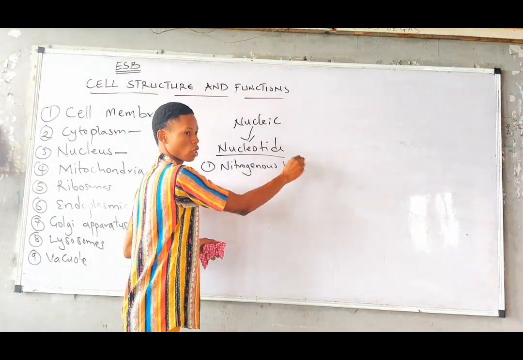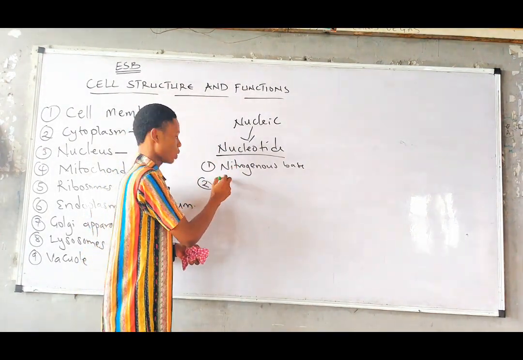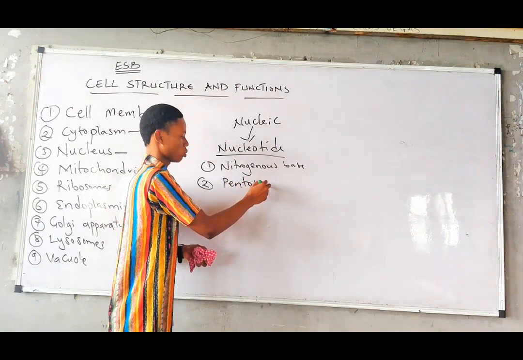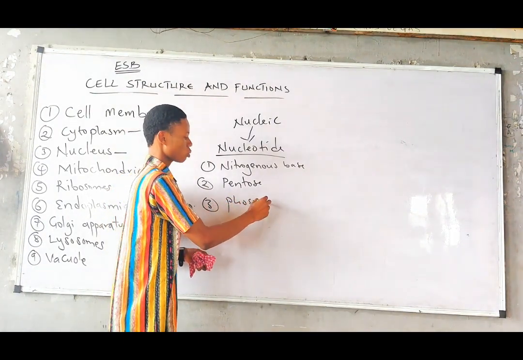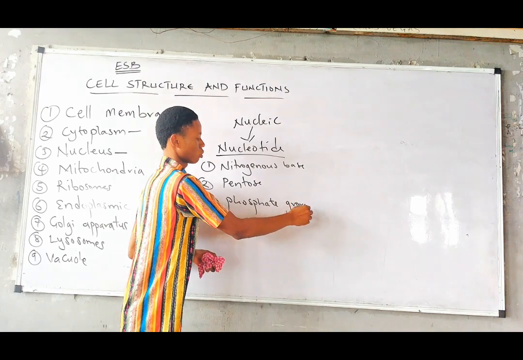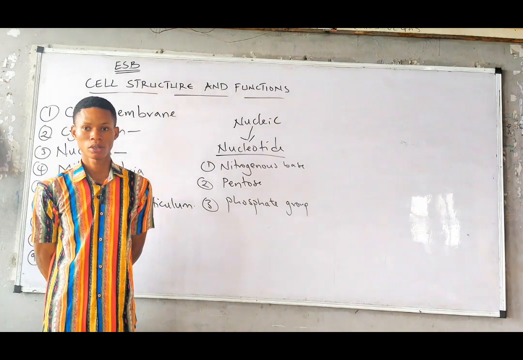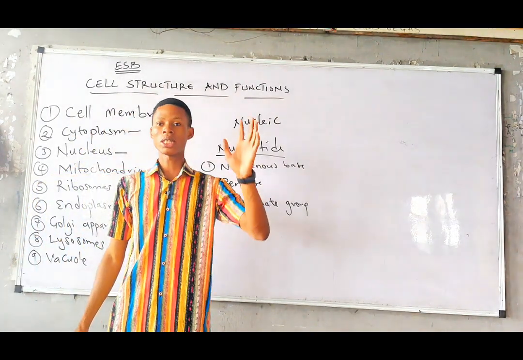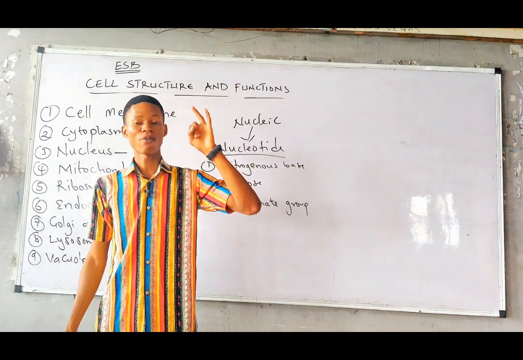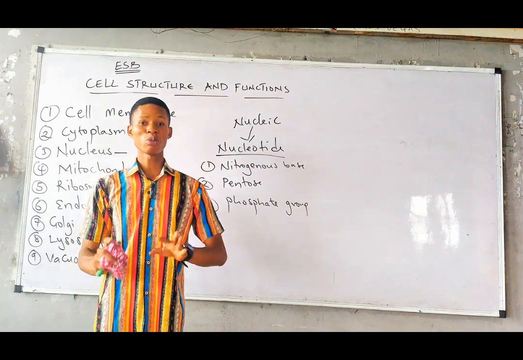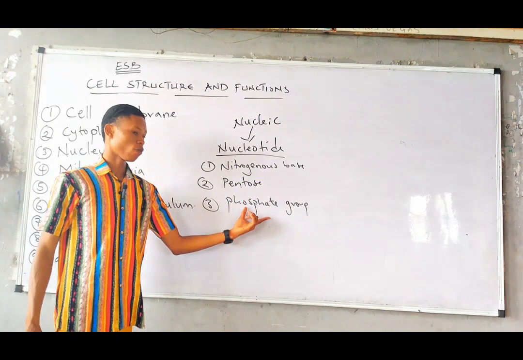I'll not go too deep here. I'll leave it for genetics class. Number two, another thing found here is pentose. And the third thing is the phosphate group. If these three things are not there, it is not a nucleotide. So a nucleotide must contain three things. What are the three things? Nitrogenous base, pentose sugar, and phosphate group. Today's class won't be long. We'll soon be done, so just pay attention.